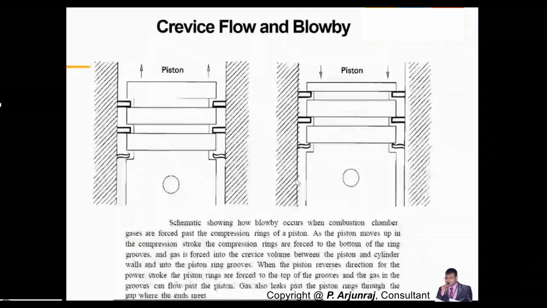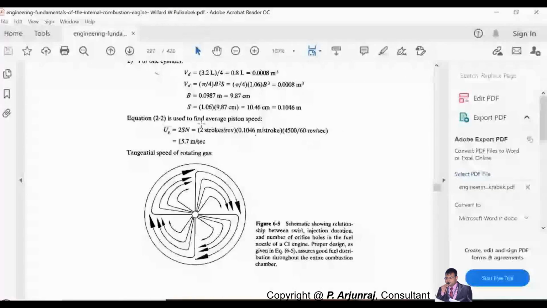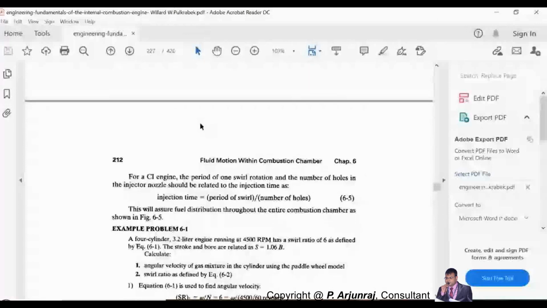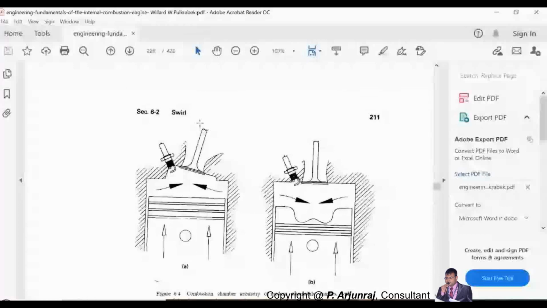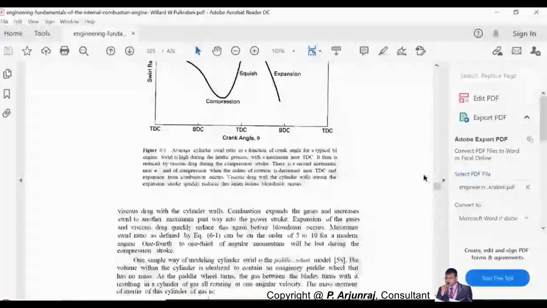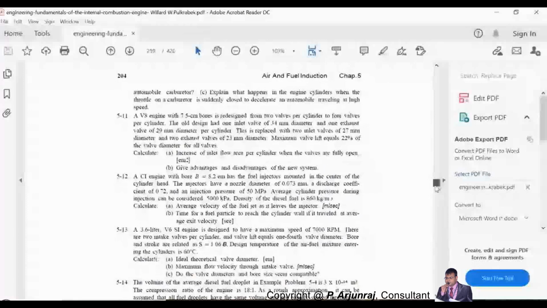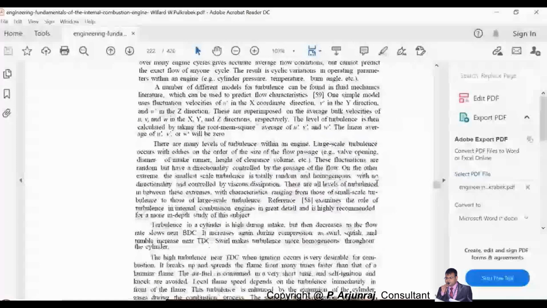You can see all this in the chapter called fluid motion within the combustion chamber. This is coming under chapter number 6 in the book by Villiers W. Whatever I have given, it is given more in depth there, so look into it. We have seen the swirling, we have seen the turbulence, and more details are given here. You can look into it.